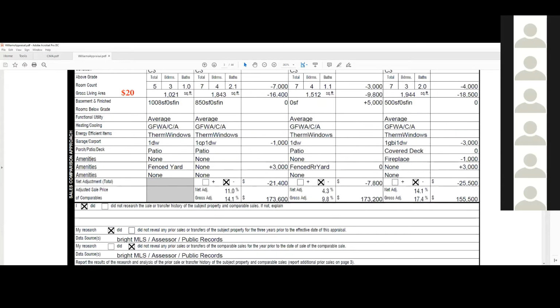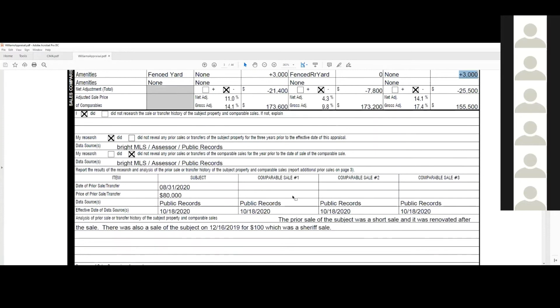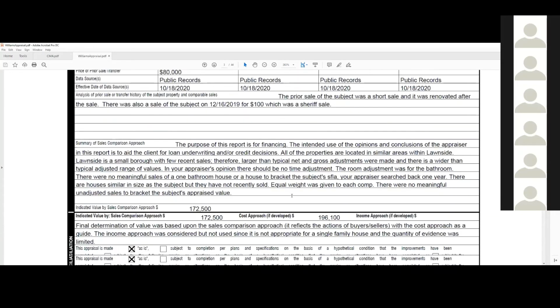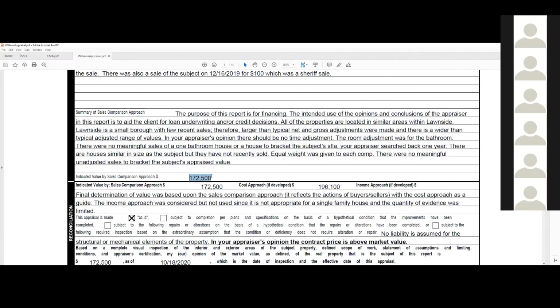So here's another one, fence yard. Plus $3,000 because this property did not have a fence yard. And here's another one, another $3,000. Okay, so at the end of the day, what he does is he finds out these numbers and averages them out, and now the appraisal report comes in at 172.5. Now, since this is an FHA appraisal, what happens to that appraisal?